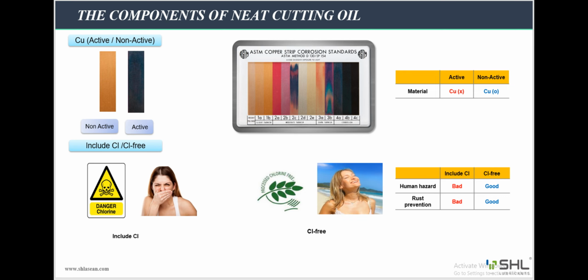In the figure, the color change when using active and inactive sulfur additives is shown. With the inactive sulfur additive, the measured copper corrosion was 1B. As for the active sulfur additive, the copper corrosion is 4A.